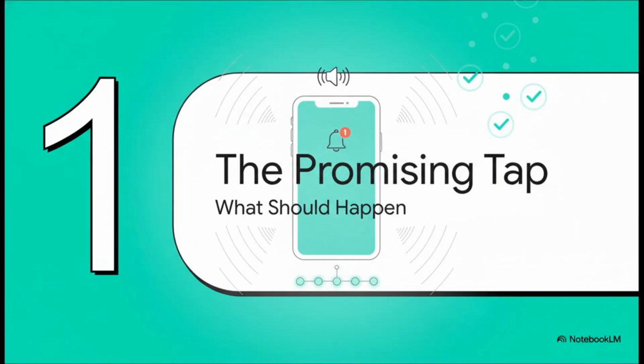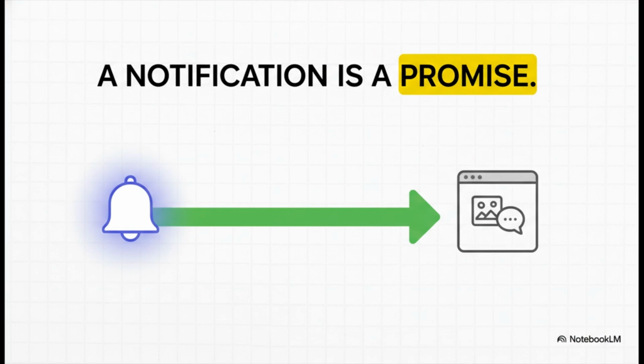Okay, so let's start with what we think should happen. That tab, it feels like it holds a promise. I mean, that little banner is basically a guarantee, right? It says, hey, there's something new in here for you. A message, a comment, whatever it is. So naturally, you expect that when you tap it, you're going to see that new thing, instantly.